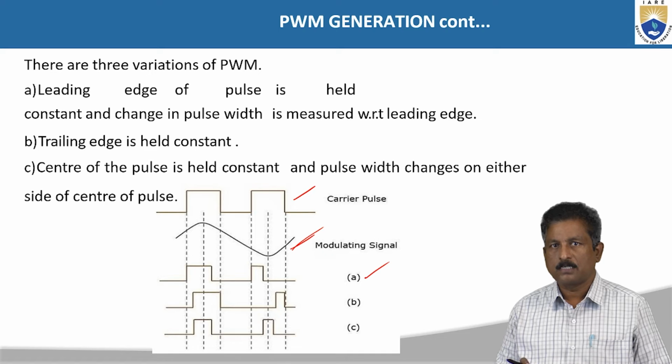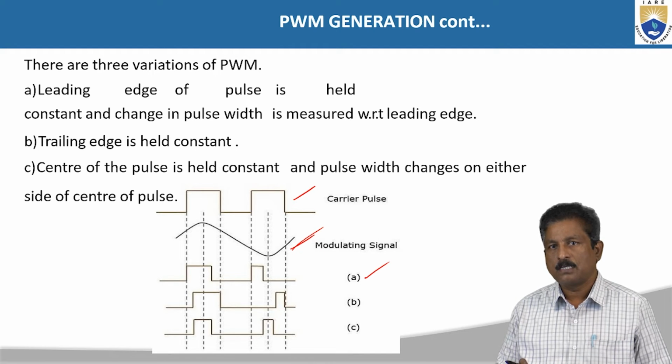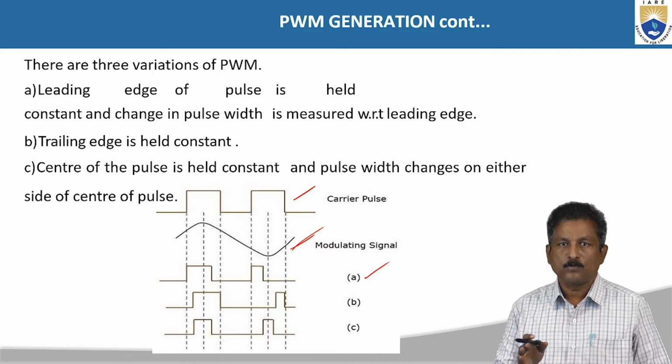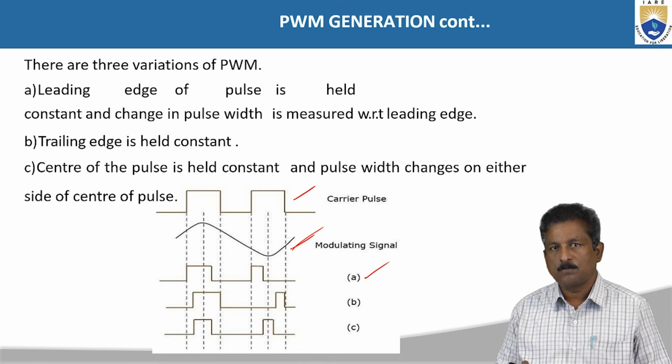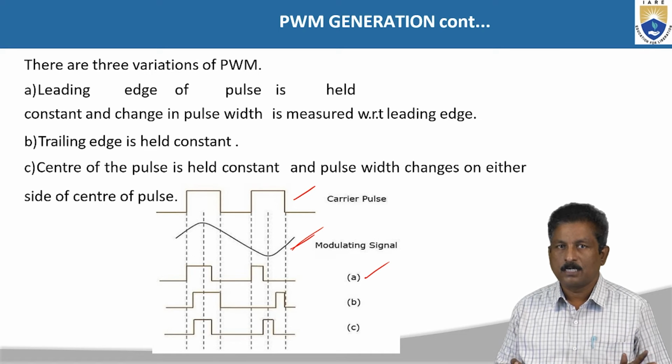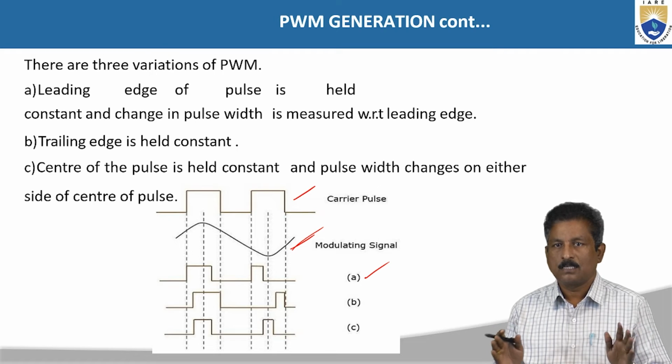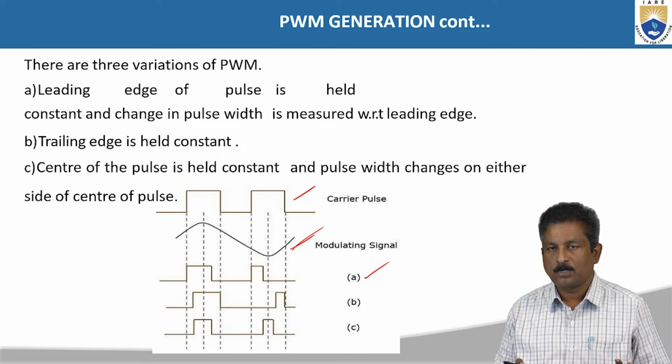Similarly, sometimes you can make the trailing edge constant and move the leading edge as the movable element. So any one of the edges can be made constant. It may be the leading edge. If you make the leading edge constant, then you can move the trailing edge according to the modulating signal strength. Similarly, if you make the trailing edge constant, I make the movement of the leading edge according to the strength of the modulating signal. Or make the middle of the pulse constant, with the pulse width changing on both sides. The leading edge as well as the trailing edge can be moved on both sides according to the modulating signal strength.